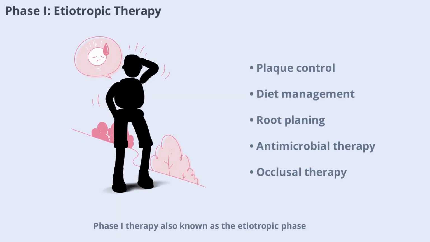Phase 1 therapy, also known as the etiotropic phase, targets the root causes of periodontal disease. This phase includes plaque control, diet management, removal of calculus, and root planing.